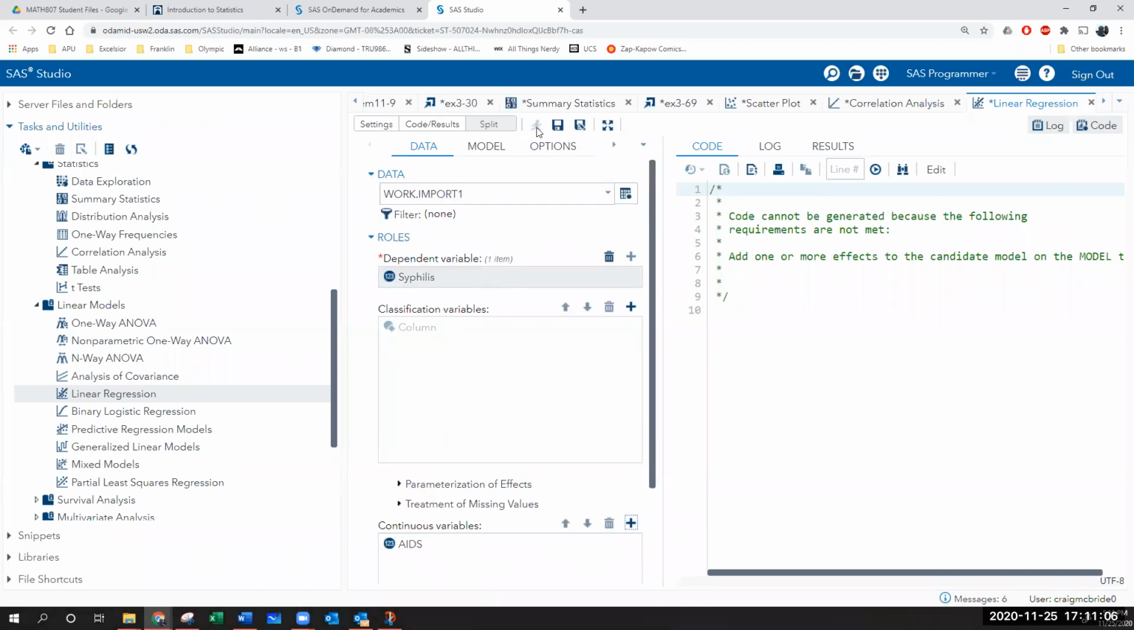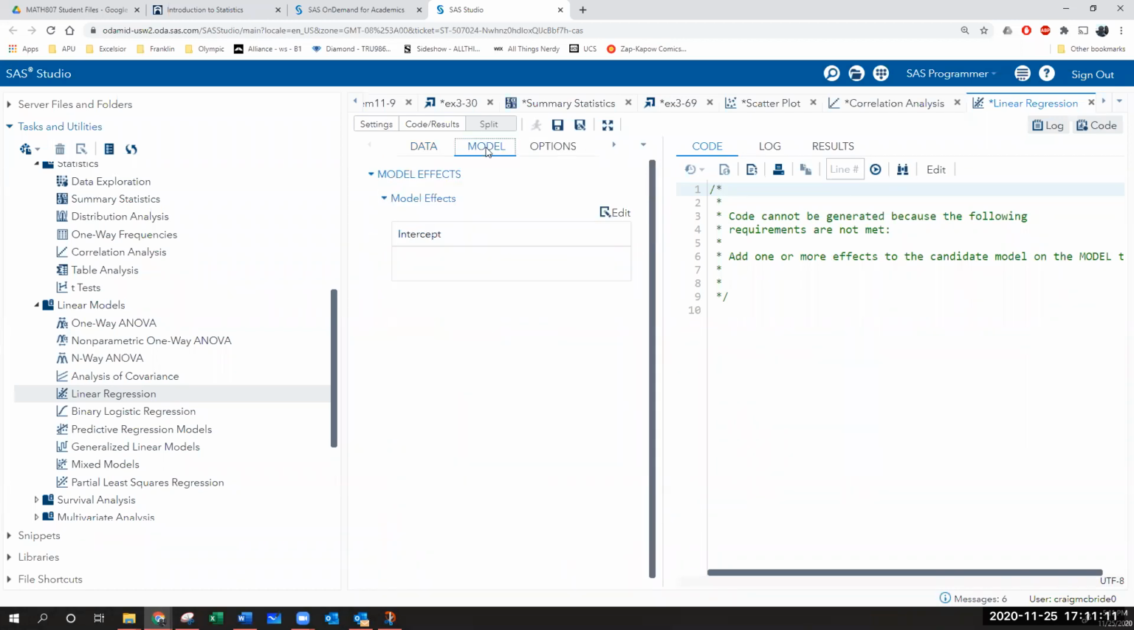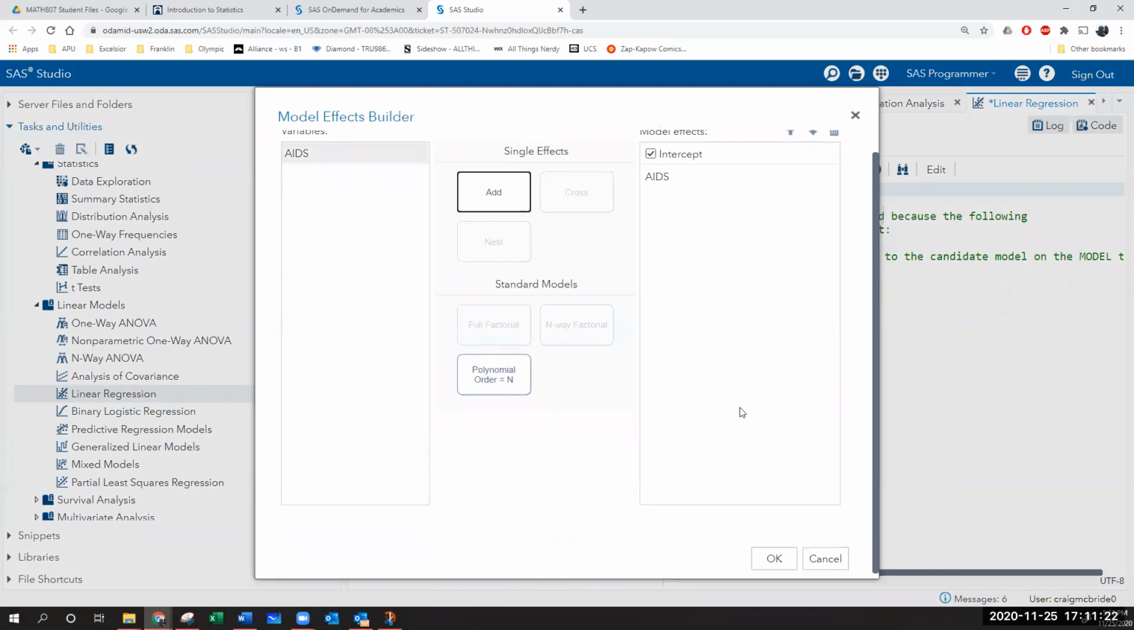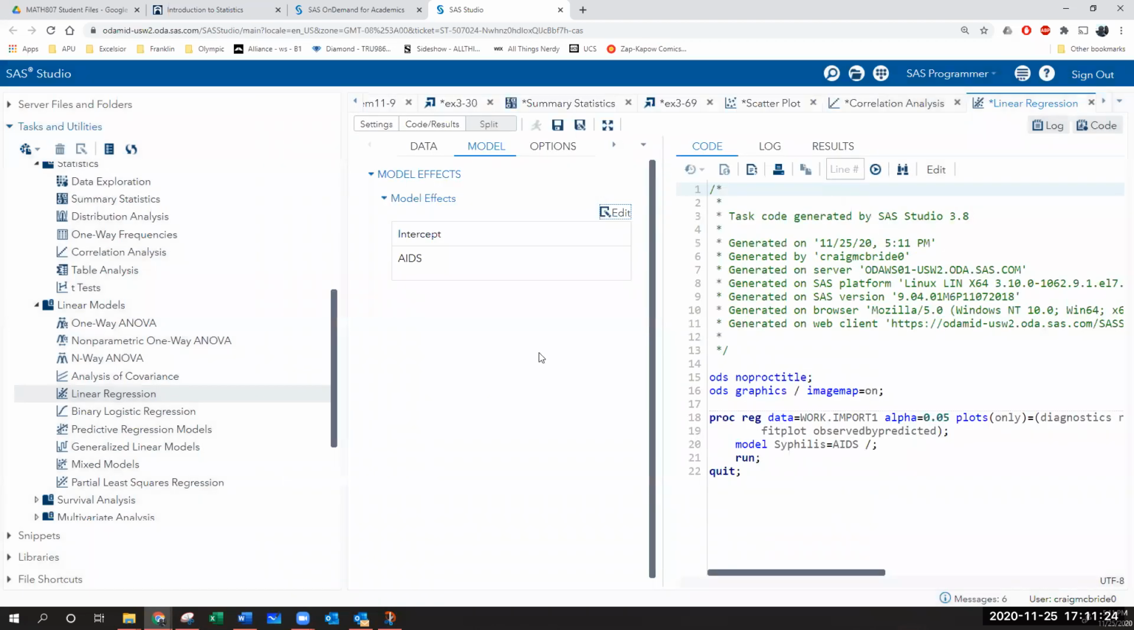Okay, so you've got those two things. Well, you'll notice that the running man is still grayed out. You can't run it yet. So you've got to click on the model and go, oh God, now what? All right, well, you've got model effects. You have to edit your model effects, and you just have to tell it to add in that one variable and then hit OK. And then now you'll see the running man is there.